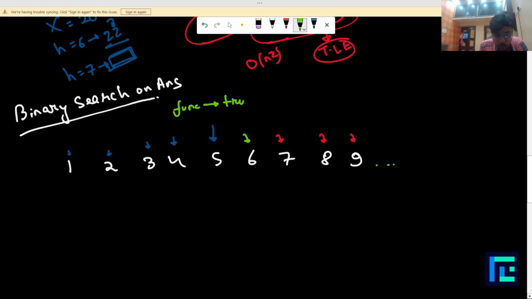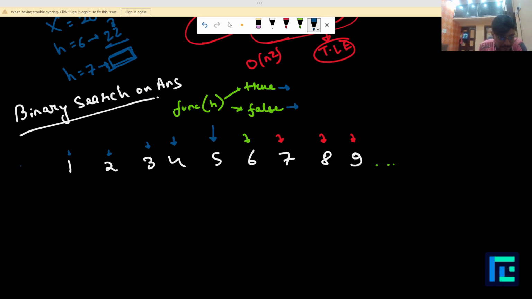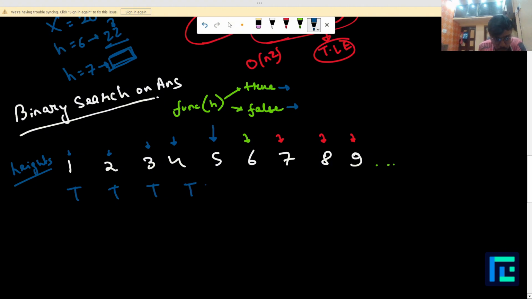So if I just construct a function, what is this function? This function takes the height of the tank as input and it returns either true or false. So it is basically a Boolean function. It returns true if I can build an aquarium of height h, and it returns false if I can't build an aquarium of height h. So do you all agree that if these are my heights, the result of this function for these heights will be something like this: true, true, true, true, true, false, false, false, false, and all the remaining values will also be false.